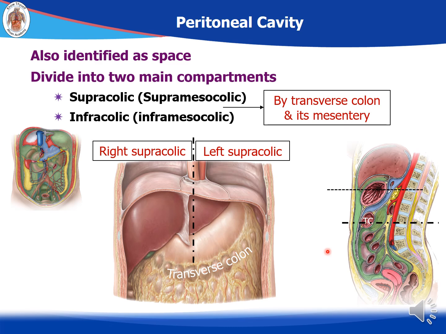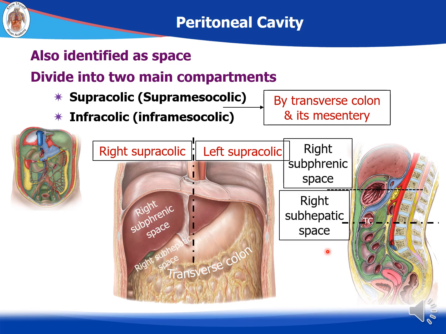So above this lower limit of the liver is called the right subphrenic space, meaning the space below the diaphragm, and below the liver is known as the right subhepatic space. So you got the idea.